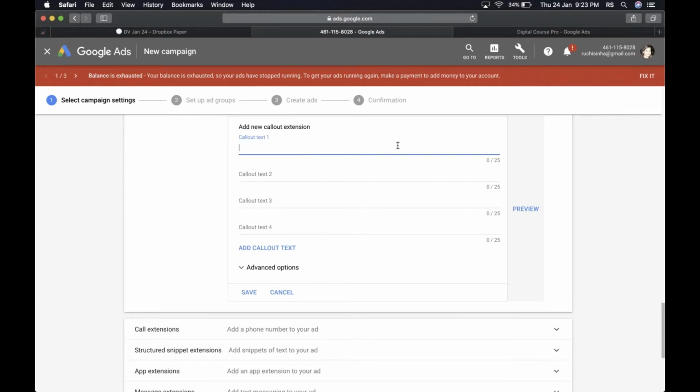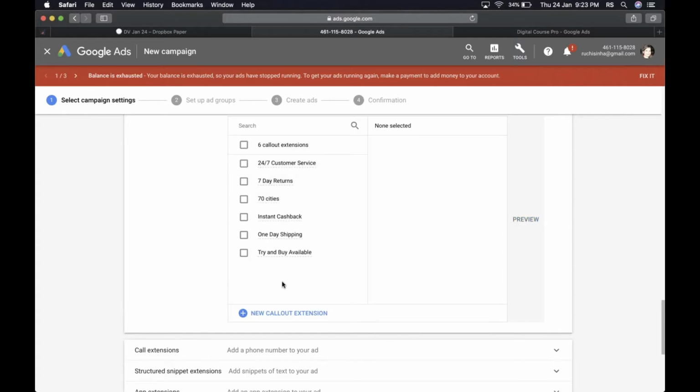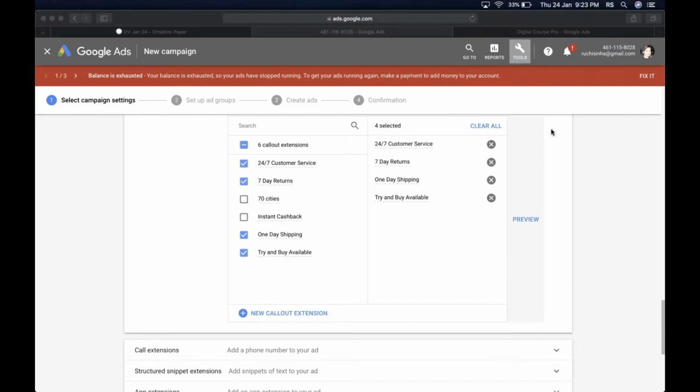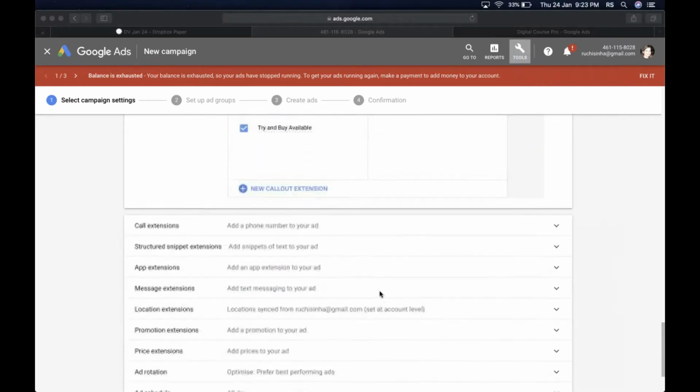You fill out this in 25 characters, fill out this in 25 characters and say save. So these are all separate, call out one, two, three, four, you can add and say save. Then they will get saved here. And then you say that I want to add these different call out extensions like this. What to fill out in call out? Your unique selling proposition, some highlights about your brand and your offerings. So I can say one day shipping.